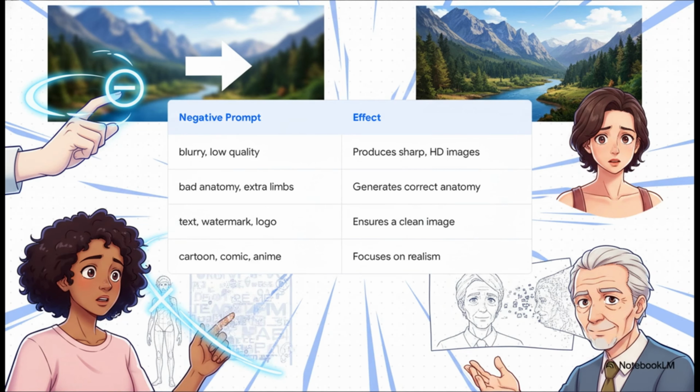It shows some really common negative prompts and what they do. For example, if you want a sharper image, just add blurry or low quality to your negative prompt. If you want to avoid those weird distorted hands in portraits, add bad anatomy or extra limbs. It's a great little starting point for cleaning up your AI images.